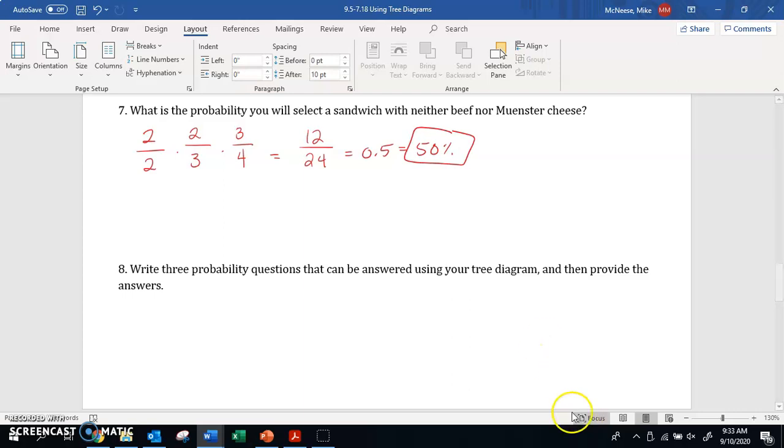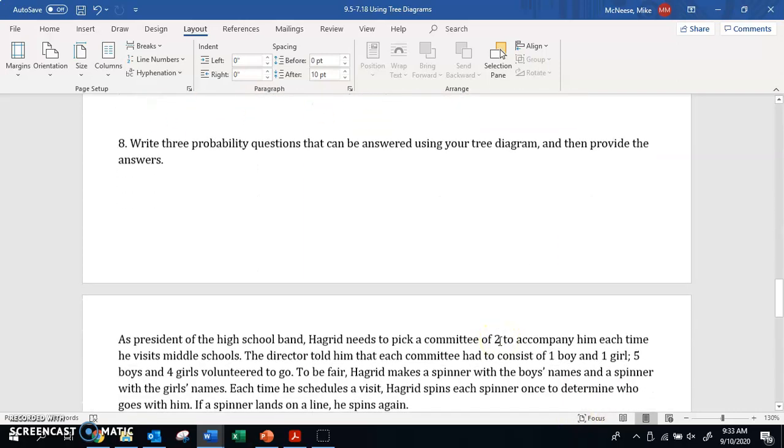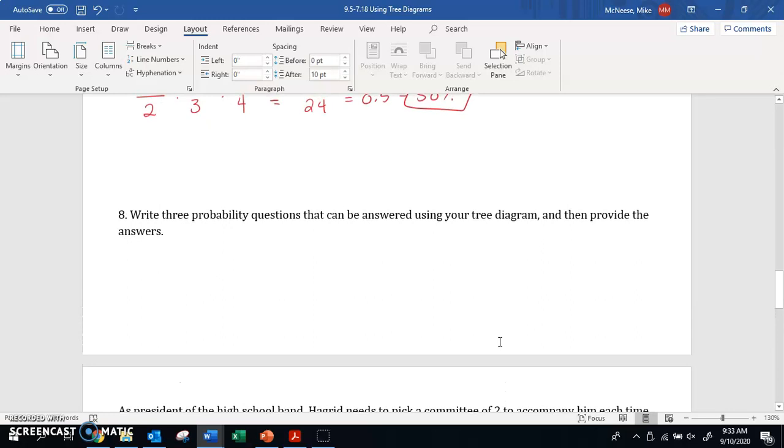Question 8 says, write 3 probability questions that can be answered using your tree diagram, and then provide the answers. So we can write a probability problem. There's multiple ways you can write one. But an example of this would be something like the probability of a sandwich without American cheese.